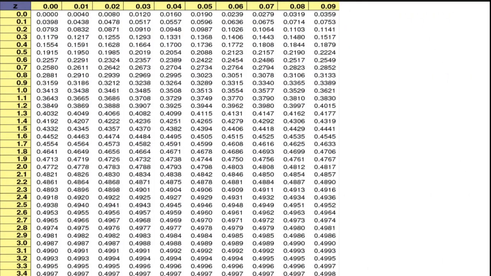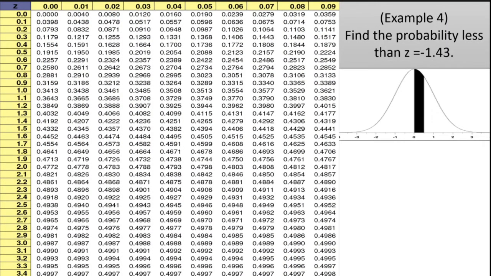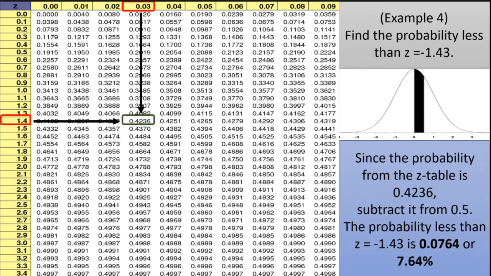To answer this, again, let's find the area of the given. The area of negative 1.43 is 0.4236. Then, subtract it from 0.5, that will give us 0.0764. Then, multiplying it by 100% to get the normal probability, we will have 7.64%. And that's the normal probability of values less than negative 1.43.